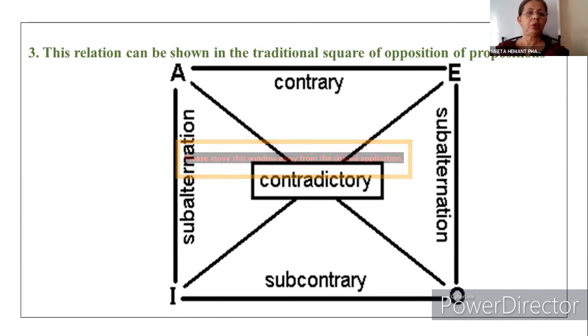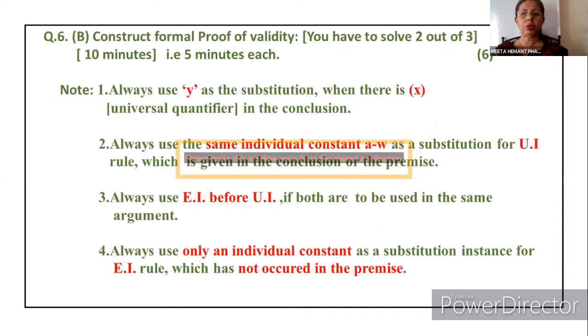Then we come to the next question, number 6B. Construct formal proof of validity. In this also you have to note a few things. If the conclusion has a universal quantifier, you have to always use y as the substitution instance, an arbitrarily selected individual.